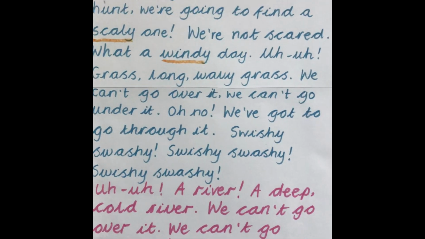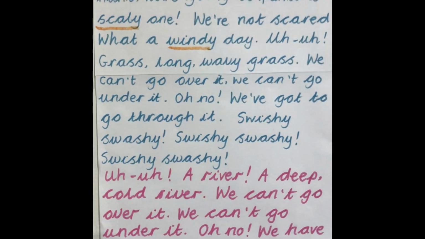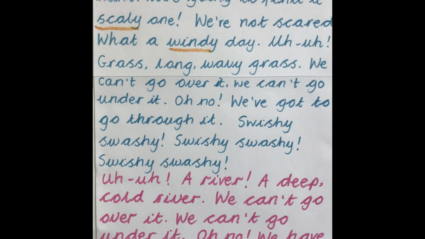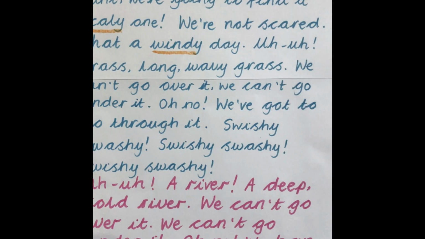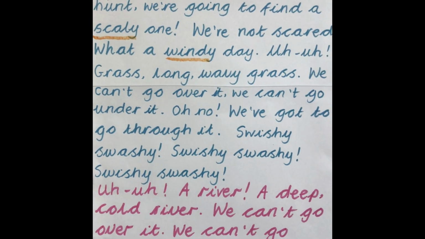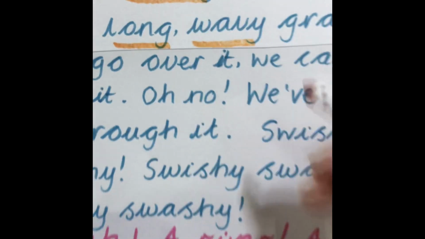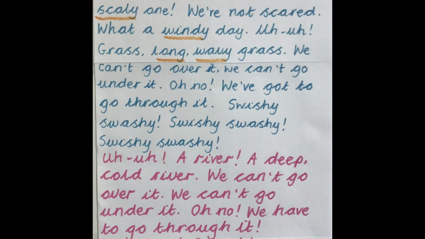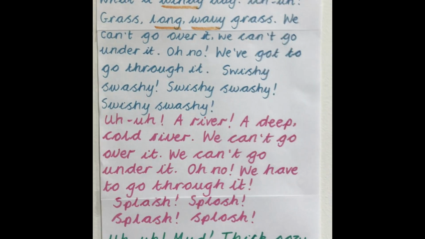Uh-oh, grass. Long, wavy grass. Now, if you'd like to pause the video here and tell a grown-up, what do you think the adjectives are in that sentence? So the adjectives in that sentence are long and wavy because that describes what the grass looks like. So, long and wavy. We can't go over it, we can't go under it. Oh no, we've got to go through it. Swishy, swashy, swishy, swashy, swishy, swashy.